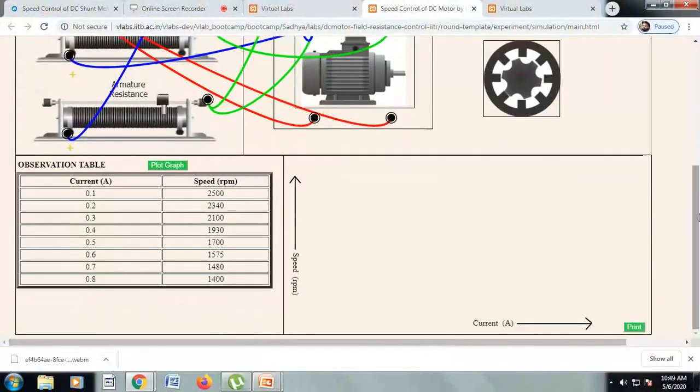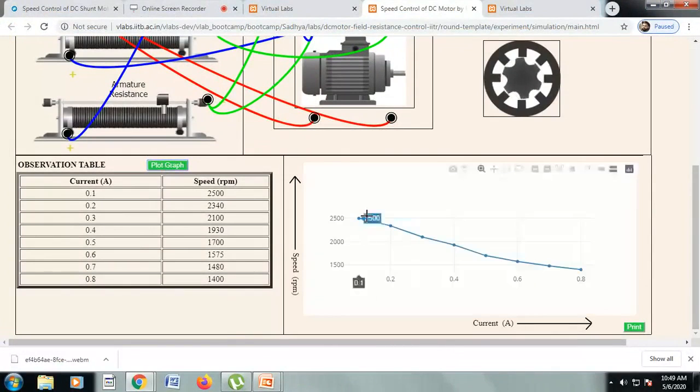Now we plot a graph. Here the graph: 0.2, 0.4, 0.6 and 0.8, and there are many other points. 0.1 is 2500, 0.2 is 2340. Similarly, the current is increasing and speed decreasing. Okay, this is field control method.